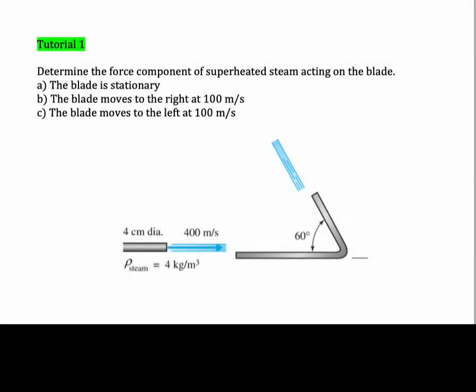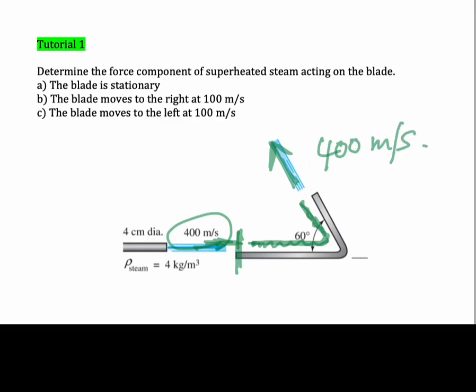In this situation you also need to understand that the velocity that reaches this point is 400 meter per second. Normally we assume that the blade is very short, so it can maintain the velocity on this surface. That means we assume the velocity at the outlet here is also equal to 400 meter per second. This is the common assumption in solving this problem.